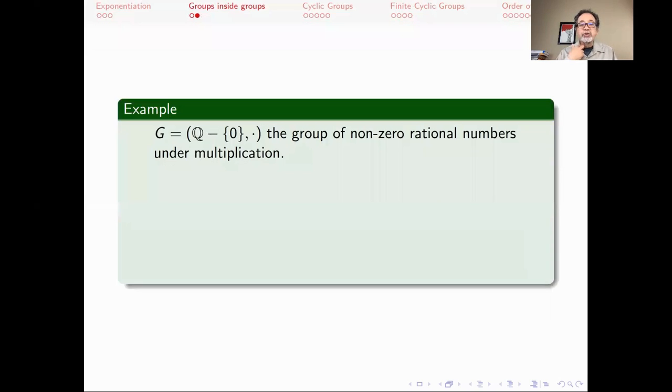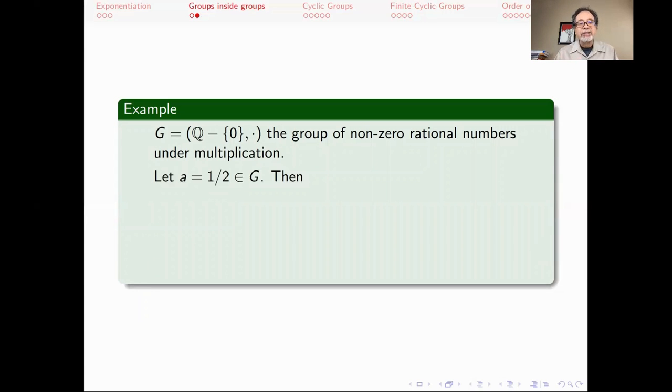An example, start with the group of non-zero rational numbers under multiplication. This is a group because it's closed. If you take two non-zero rational numbers and multiply them, you never will get 0 and you will get a rational number. And it's associative because multiplication of numbers is associative. The identity is 1. When you multiply it by other things, nothing happens. And the inverse of 2 is 1/2, and both are rational numbers, and so forth. So this is a group.